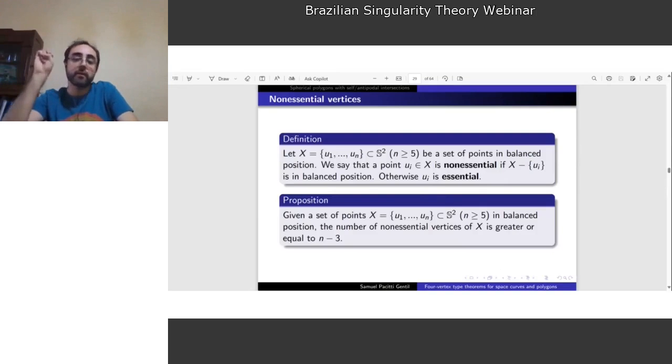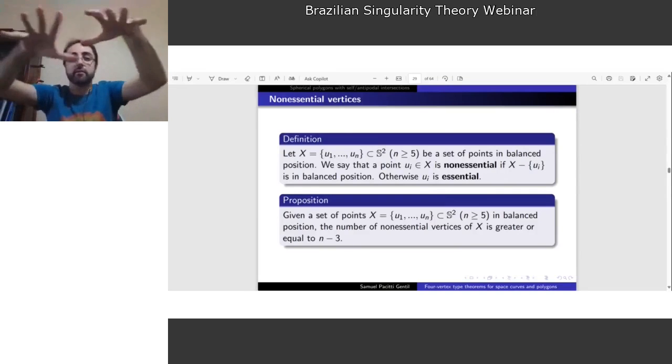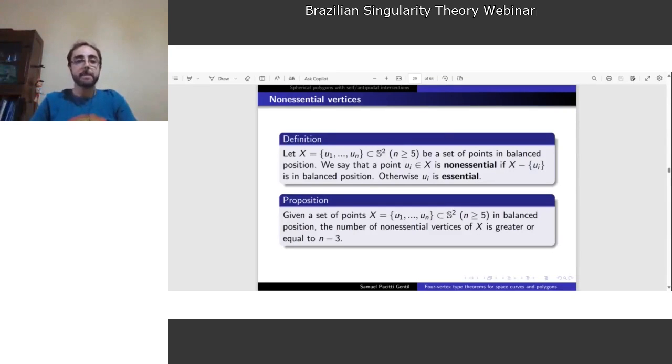This is the case where we take it out, and the rest of the points is then contained in a closed hemisphere. And this is an important proposition, which states that given a set of n points in balanced position, with at least 5 points, the number of non-essential vertices is greater than or equal to n minus 3. This is an important result, which I will use later.